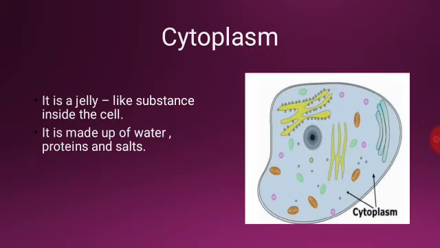The third structure is cytoplasm. The jelly-like substance inside the cell is called cytoplasm. It is made up of water, protein, and salts.